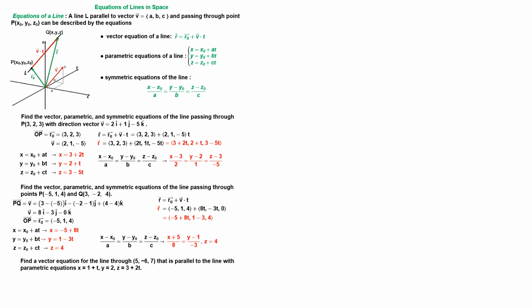We need a point on the line, and the point on the line has coordinates 5, -6, and 7. To find the direction vector of the given line, we simply read the coefficients of t in each given component. We now write the vector equation of the line. Let's see another example.